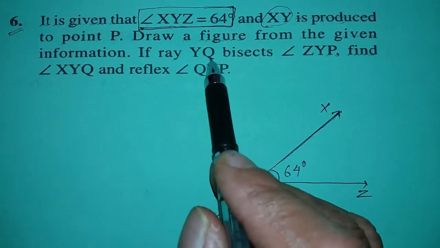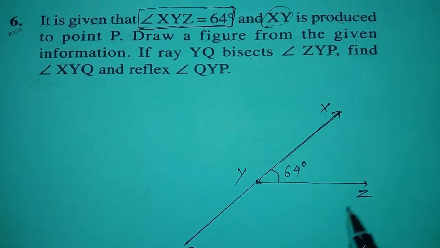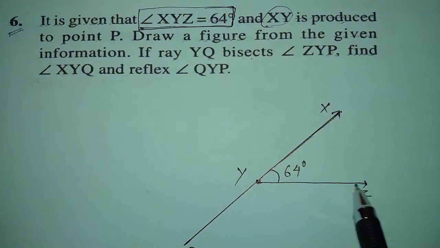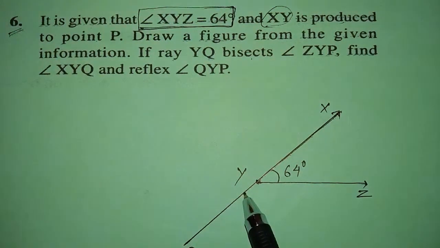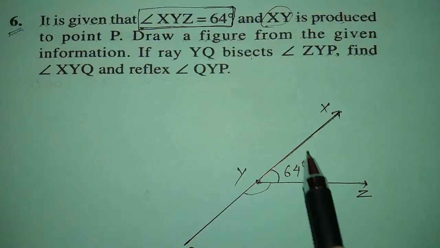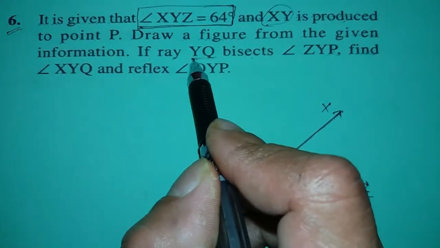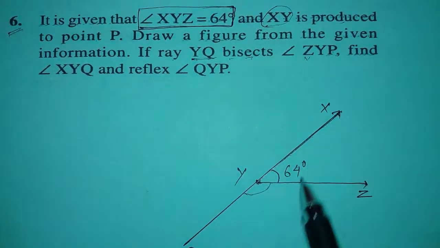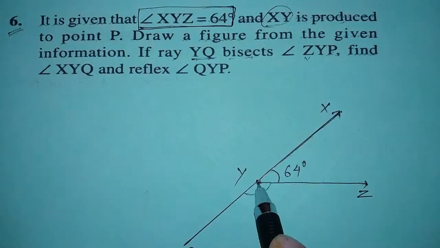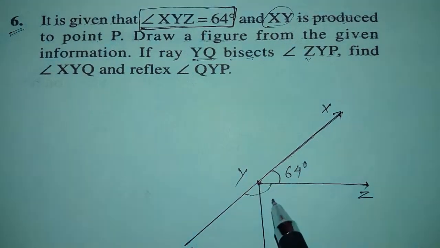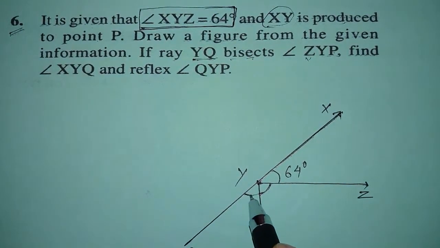If ray YQ bisects angle ZYP, angle ZYP is this angle. Now we're going to throw a ray YQ here such that it bisects this angle, such that it divides the angle ZYP into two equal parts. That is what bisects means. This angle and this angle are equal. These two parts are equal parts. So we're going to call this Q.